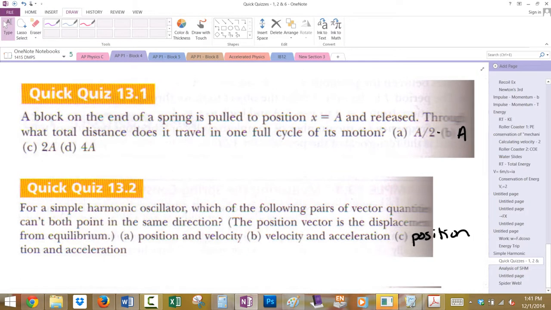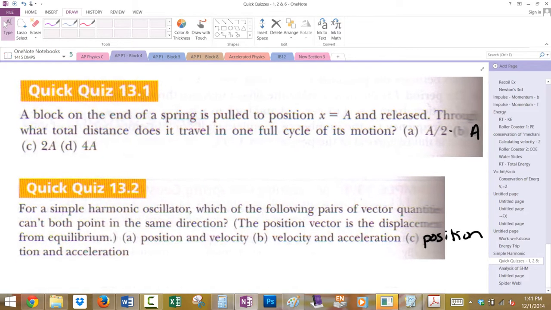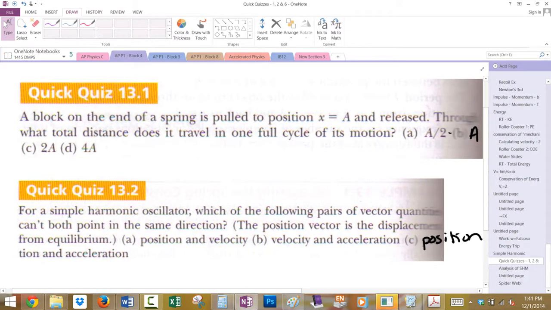So they're multiple choice questions. I want you to do them by yourself first and then we'll discuss all 3 of them at the end, okay? So the first one says, a block on the end of a spring is pulled to a position A and released. Through what total distance does it travel in one full cycle? The choices are A over 2, A, 2A, and 4A. I'll let you think about that one, write down an answer. Can you guys read those, or do you want me to read them to you? Can you see them from way back there? Okay, I won't read them to you then. I'll just give you a minute to take a look.